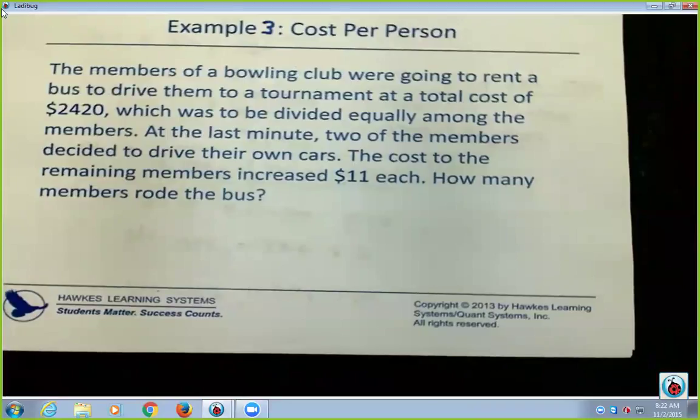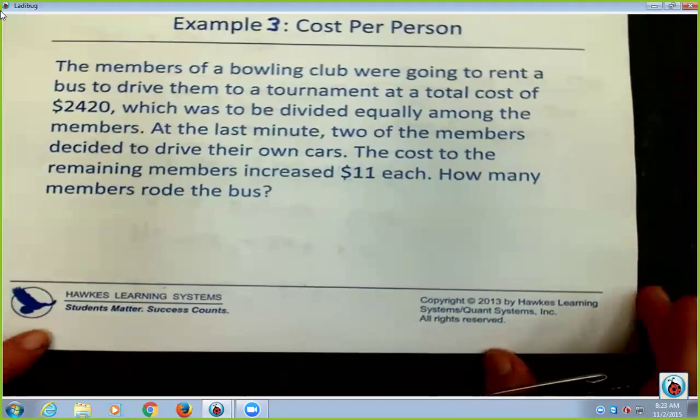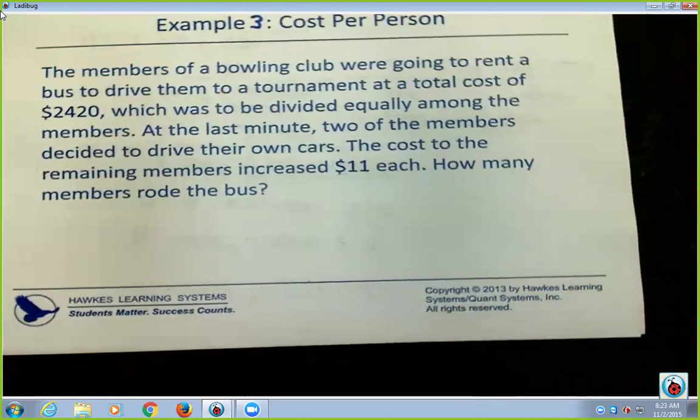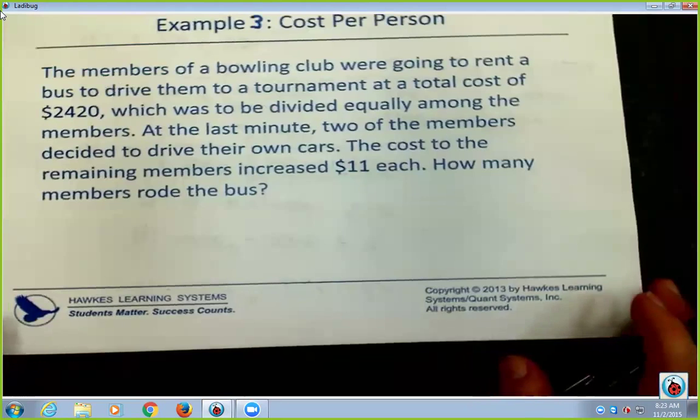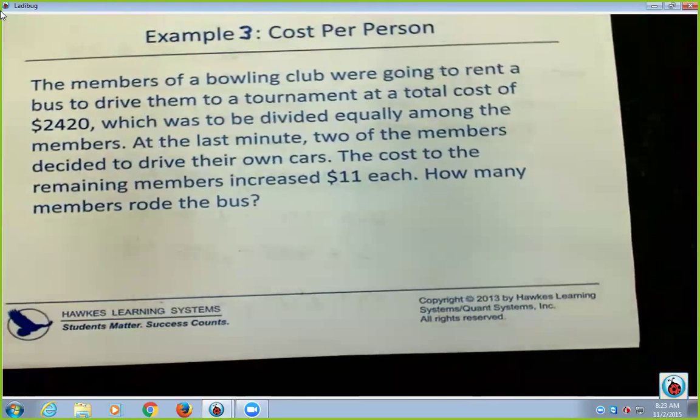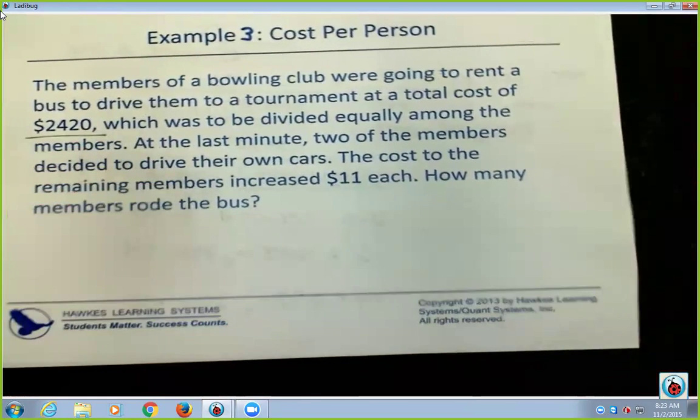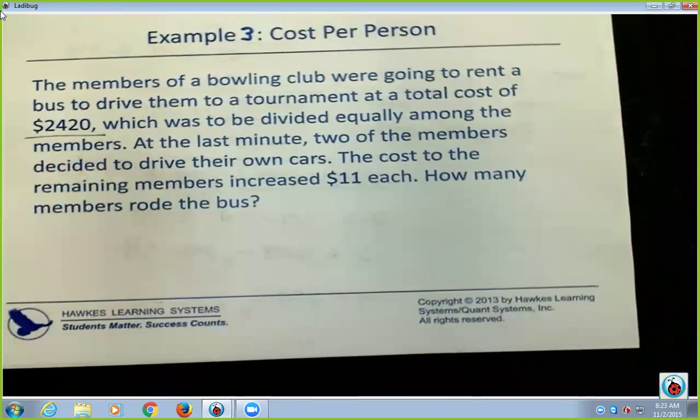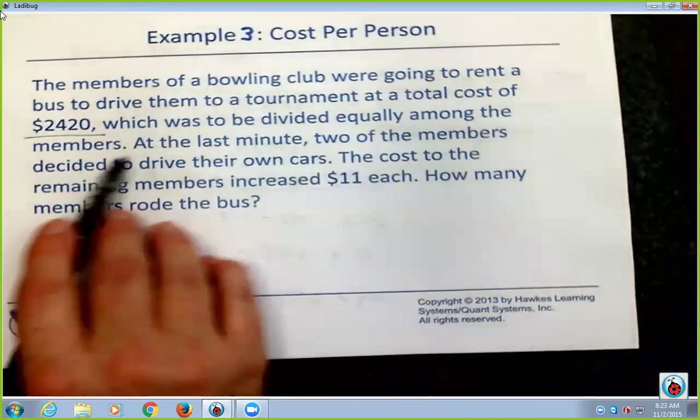Again, they change these with what you have going on with your problems, so we'll take a peek at what happens with a bowling club. So they're going to go on a trip. The members of the bowling club were going to rent a bus to drive them to a tournament at a total cost of $2,420, which was to be divided equally among the members.